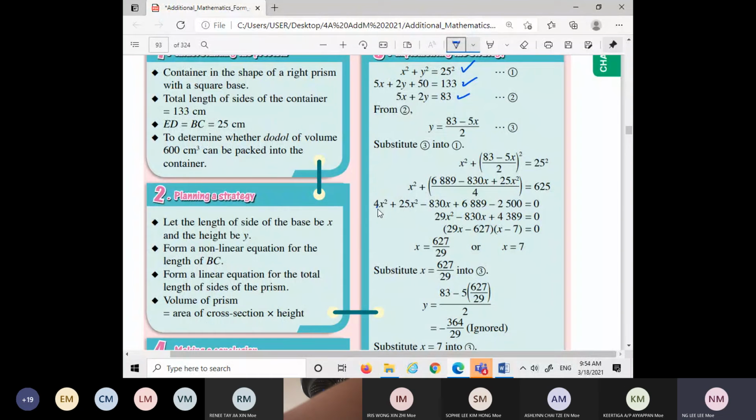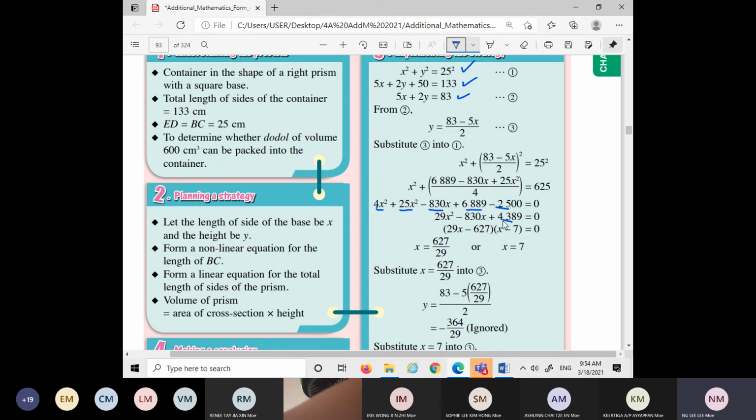Okay, and then group the like terms. These two are the like terms, they become 29x squared. This one has no other like term, so you just write it back. This one and this one, you get this. So again, this is a quadratic equation.